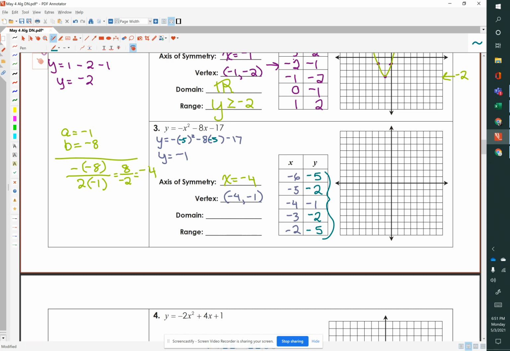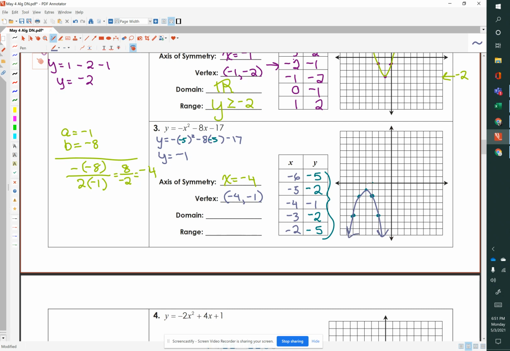So let's graph (negative 6, negative 5). So 1, 2, 3, 6, right there. (Negative 5, negative 2). (Negative 4, negative 1). 1, 2, 3, 4. (Negative 3, negative 2). There we go. And (negative 2, negative 5). So you can see that parabola form right there. And I will connect that with as smooth a line as I am able.